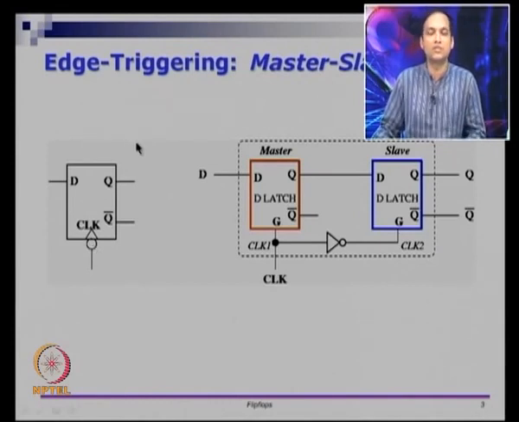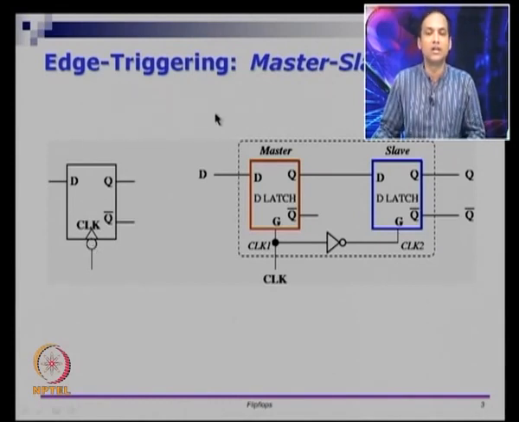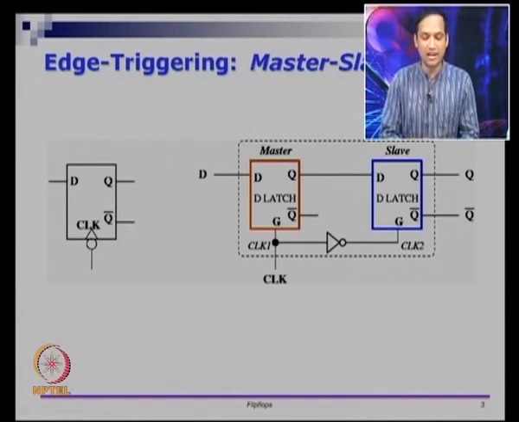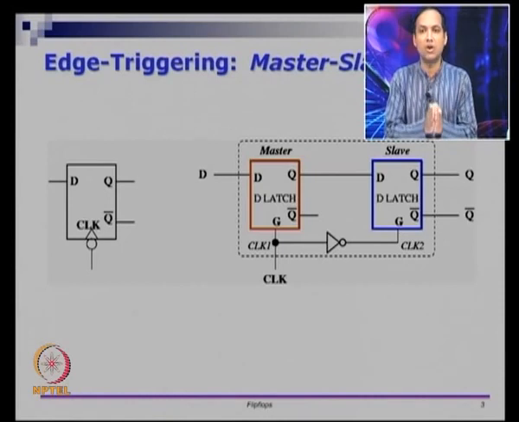The first circuit that we are going to look at is called a master slave D flip flop. So, what is a D latch? A D latch has D as a data input. Q follows the data input as long as enable is on, right.